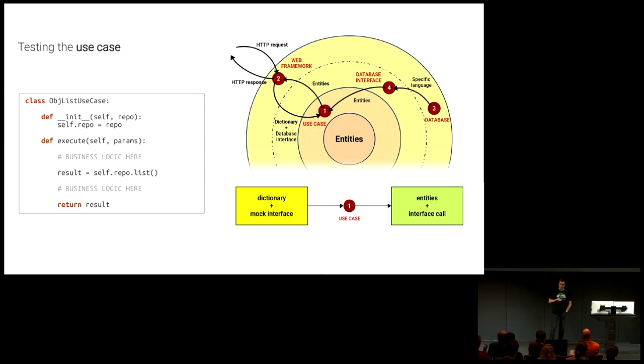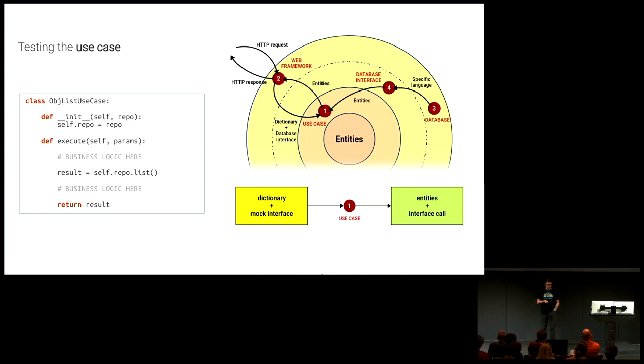Advantages of this architecture are many. There are many advantages. Two of them that I want to mention are testability and ease of change, if you want, easily changed. So the testability is this. Testing the components of this system is very easy.